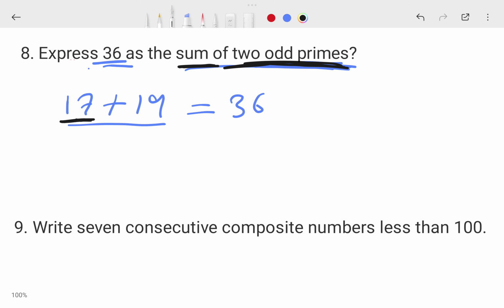17 is odd, yes. 19 is also odd, yes, it is an odd number. That's good. Now let's check, is it prime or not? Is 17 a prime number or not? It is a prime number. Why? Because it has only two factors, that is 1 and 17.